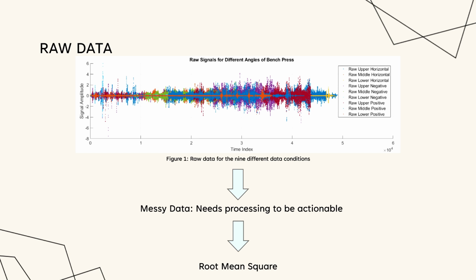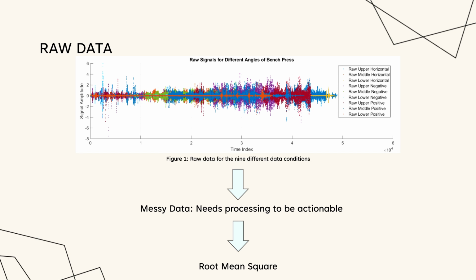Here's a visualization of the raw data that was collected during our experiments. And as you can see, there's 9 different groups, or 9 different collections. And they're split by the region of the pectoral. So there's the upper, middle, and lower region. And then the bench angle, which there's horizontal, negative, and positive bench angles. But just by looking at this graph, there's nothing actionable we can take from it. So we need to do some data processing.